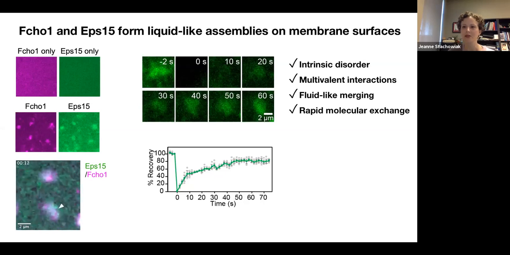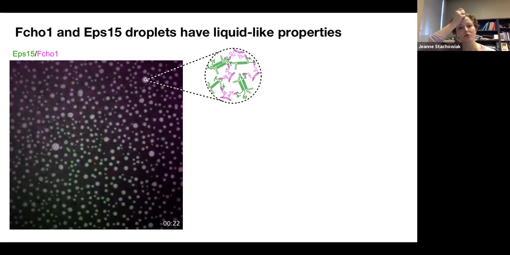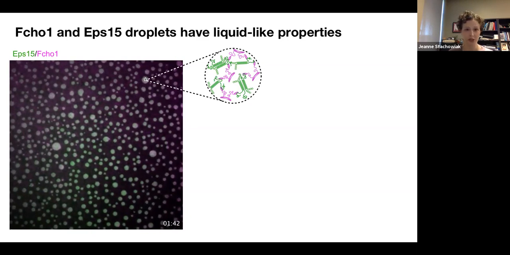So this made us think that, you know, there's a lot of the properties we think of in terms of condensates. So we've got intrinsically disordered proteins, dependency on a multivalent network, there's some merging going on and some molecular exchange. So we started to wonder whether these two proteins might be forming some sort of condensate. And I'll say on our part, this was a reluctant conclusion. We had, as you've seen, studied disordered domains independently for years, and we really think about them as sterically repelling each other. So the idea of thinking of them making this condensate was a little foreign to us.